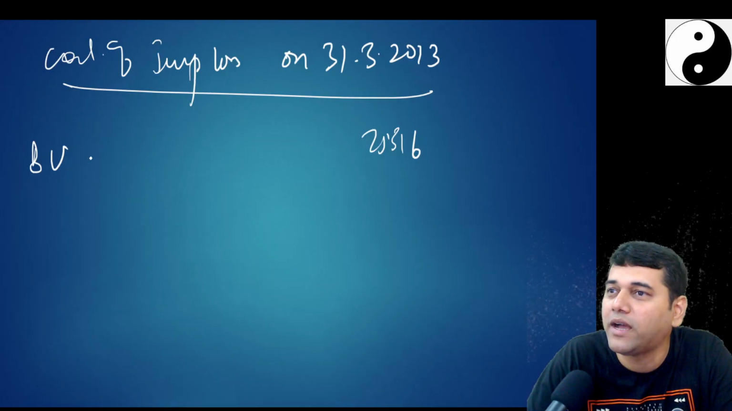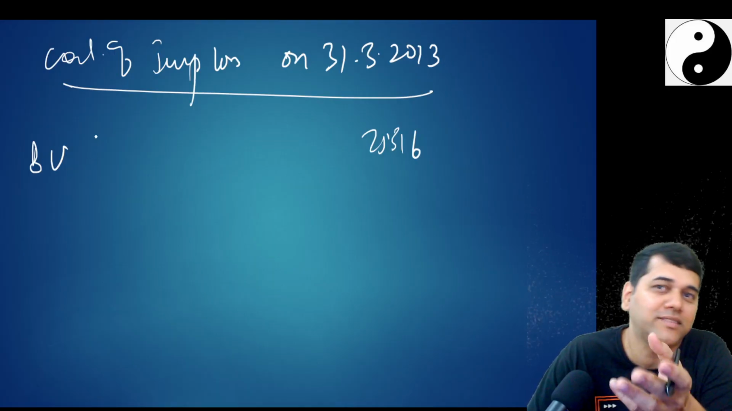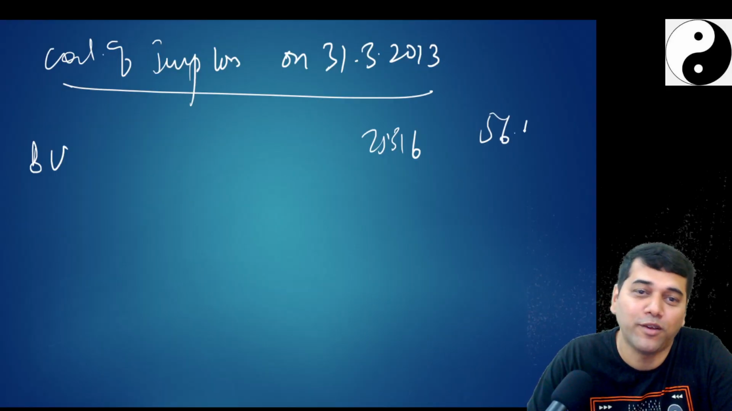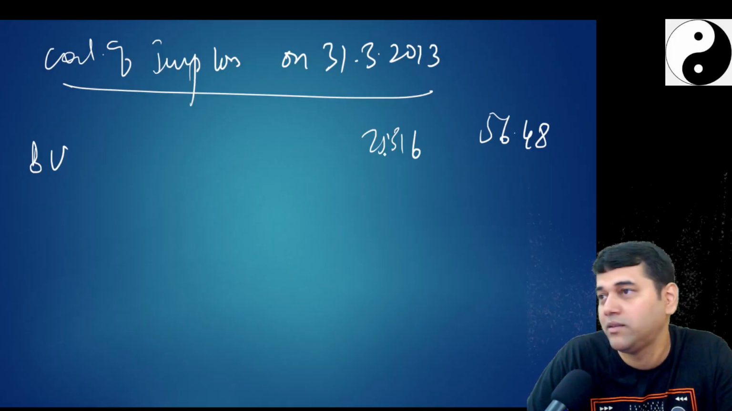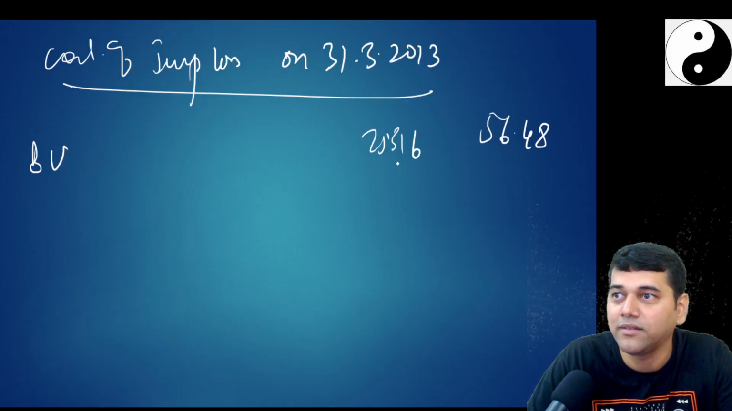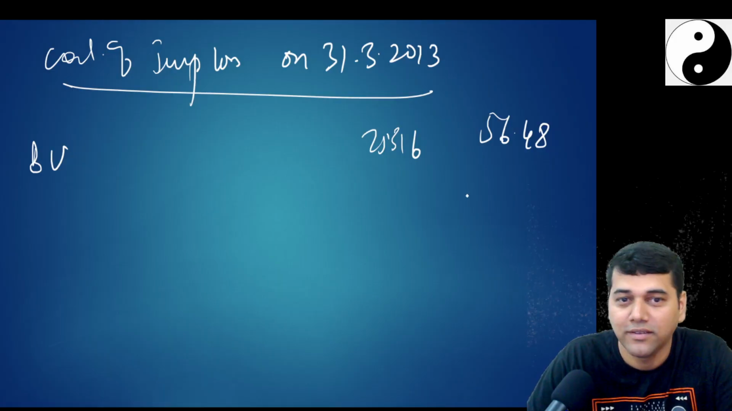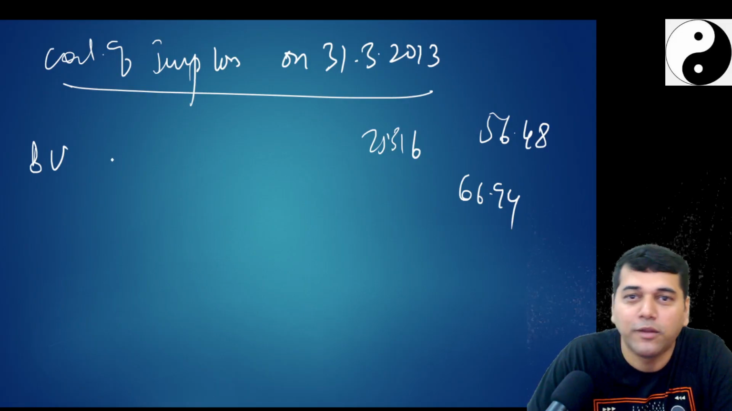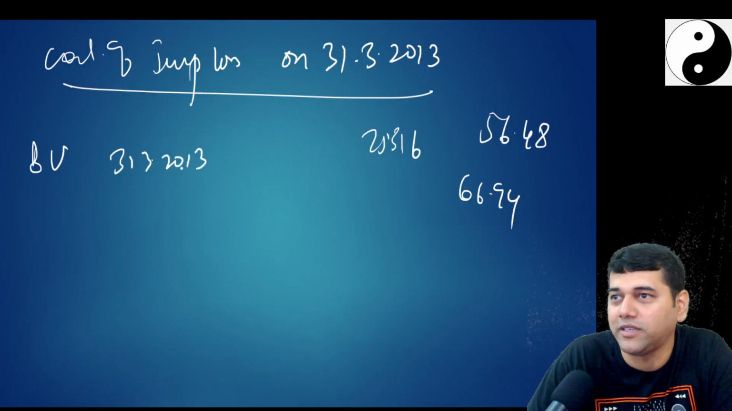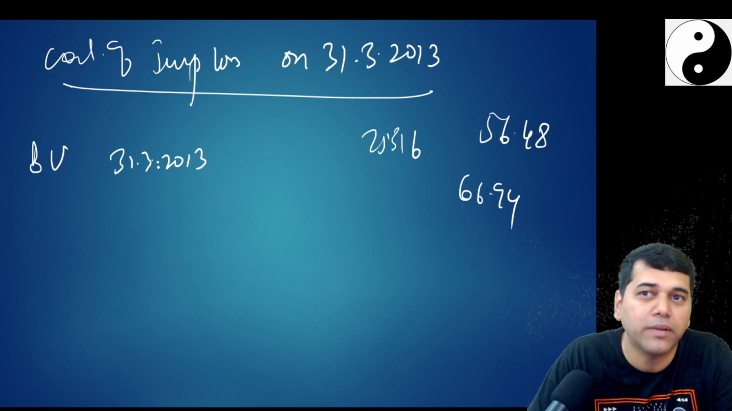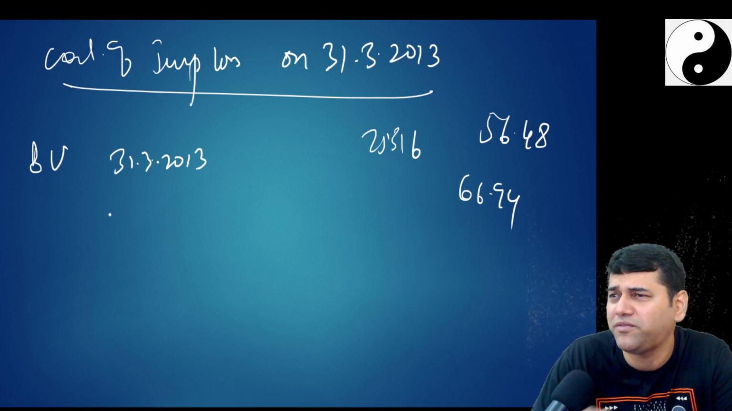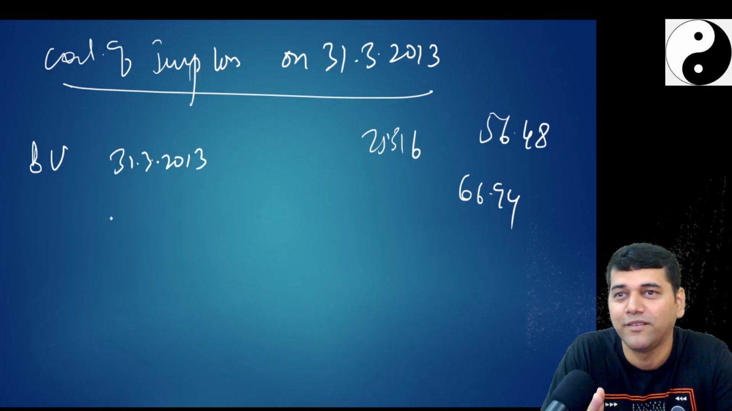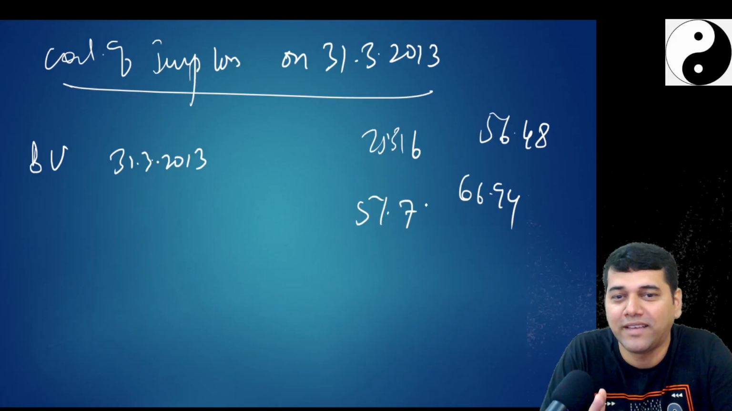What is the book value as on? See, this is such a simple one. 56.48, any other number? See, you can't miss here. 66.94. I need the book value on 31/3/2013, and I don't expect anybody to make any mistake here. It is a very plain, very simple thing I am asking. 51.7.